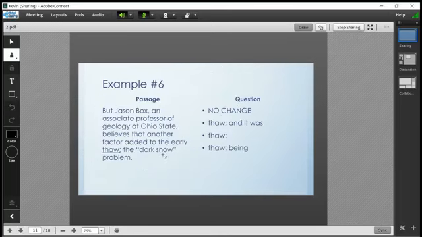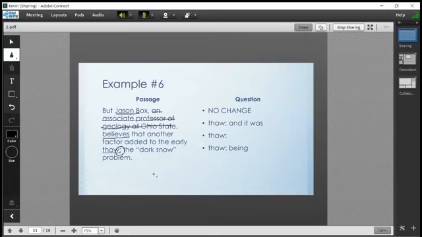Let's go to number 6. So example number 6, we have adjacent box is going to be our noun. This is just redescribing it. So again, they're tossing in what they call the appositive, some comma phrases just to confuse you. I have adjacent box believes. Okay, so there's my subject and verb, and then boom, there is my punctuation.